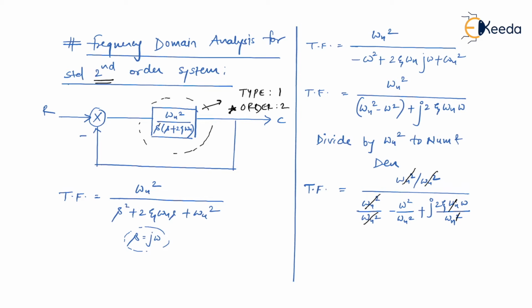But before we proceed ahead, let us assume the ratio of omega by omega n as u. I assume omega by omega n as u, and this is called the normalized frequency. Later on, once we finish with this, I'll be substituting back the value of u. I'm just substituting omega upon omega n equal to u so as to make it simple.